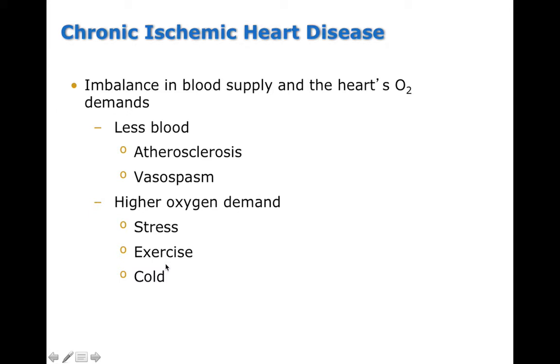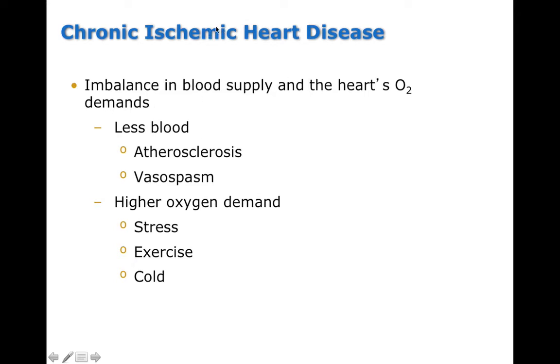So this differs from chronic ischemic heart disease. So acute myocardial infarct would be like you have a blood clot that's an embolus, and that blocks a coronary vessel really rapidly, right? That's acute. Chronic ischemic heart disease is an imbalance of blood supply with the heart's oxygen demands, but in a chronic way. So we're saying this is more than 3 months. And this can come from either less blood or higher oxygen demand.